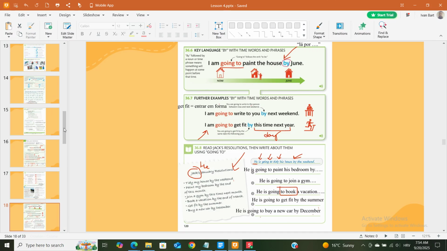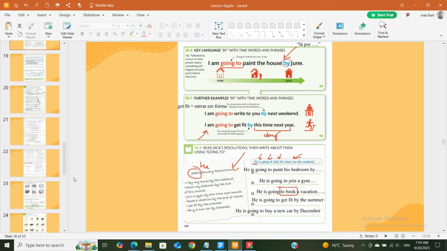36.6 Key language: by, with time words and phrases. By, followed by a noun or time phrase, means something will happen at some point before that time. Going to follows the verb to be. I am going to paint the house by June.